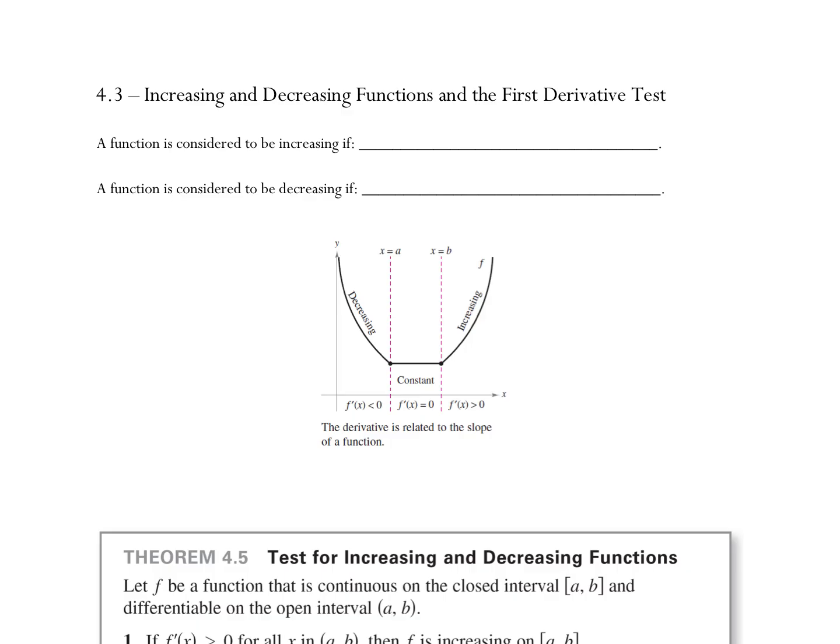Increasing and decreasing functions. What makes a function an increasing function? The slope is positive, or the slope of the tangent line is positive. So if I were to put that in calculus language, that would mean the value of the derivative is positive. So in other words, f prime of x is greater than 0. And likewise, what makes a function a decreasing function? The derivative is less than 0.